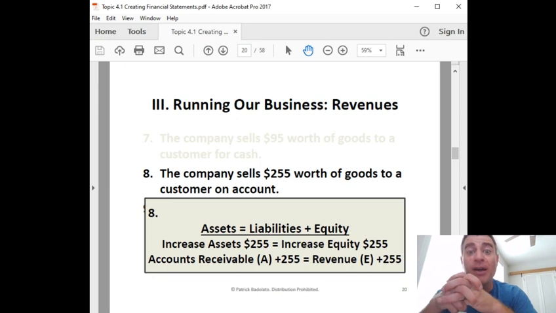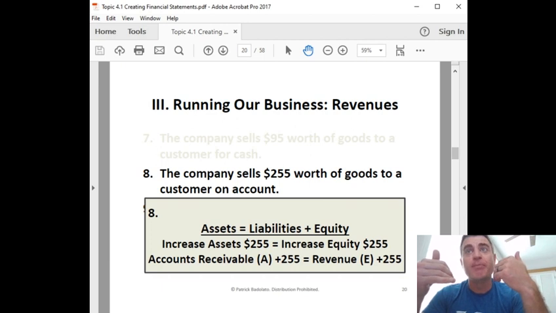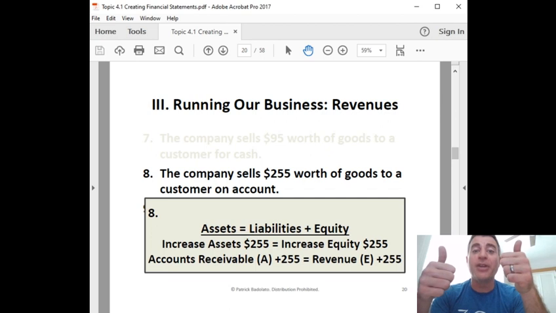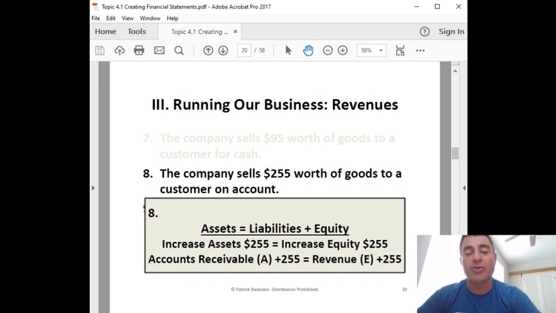We sell $255 worth of goods to a customer on account. So it's similar to the first transaction, where assets are going to go up and equity is going to go up. The difference is really just which asset account. In this case, instead of increasing our cash, we're going to increase our accounts receivable.